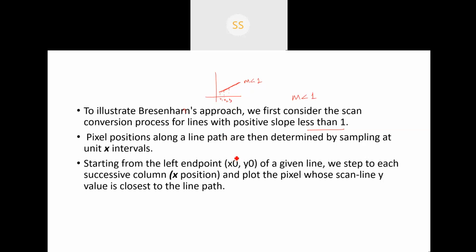In this example, let us consider that the left end point of my line is x0, y0. Then we step to the successive x position and plot the pixel whose scan line y value is closest to the line path. Once I plot x0, y0, my next plot has to be at x1, but whether the y is y1 or y0, I do not know. So how do I determine which it is?